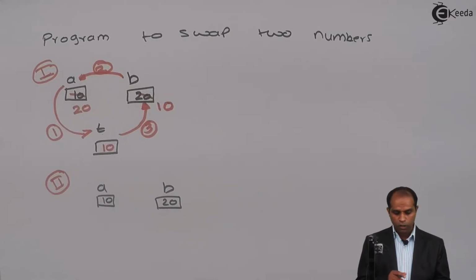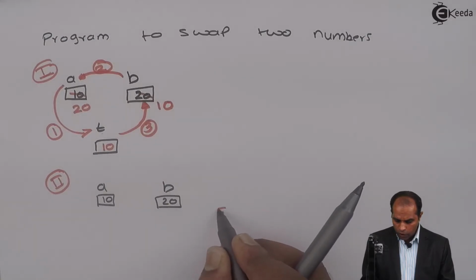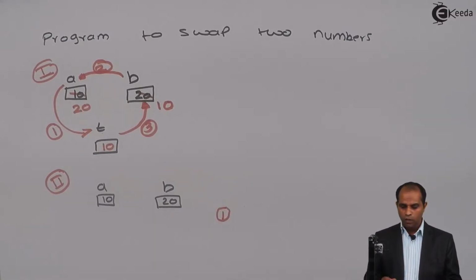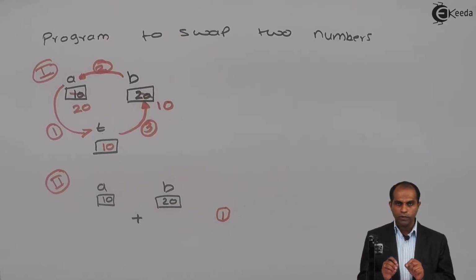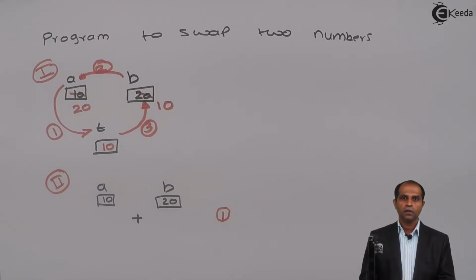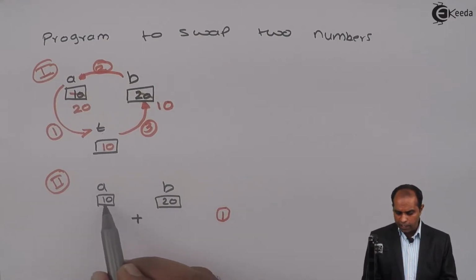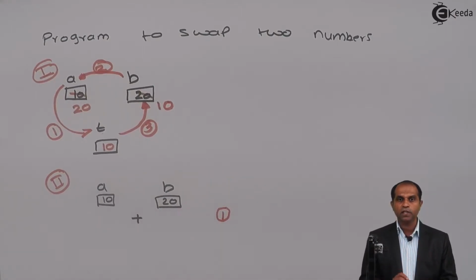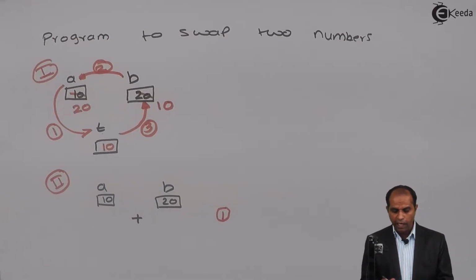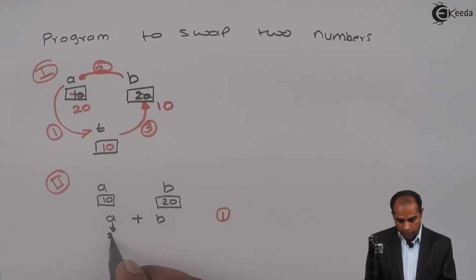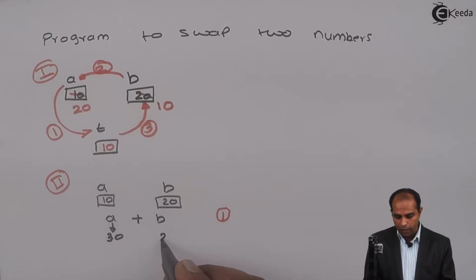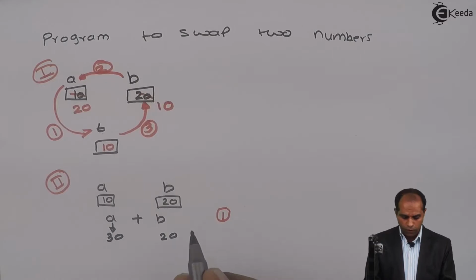Step number 1, or process 1. What you do is, you add A and B. You add A and B and store the result in any one of these two variables of your choice. So when I add A and B, A is 10, B is 20, so 10 plus 20 is 30. So let me select A for this particular operation. So I'll add A with B and store the result into, let's say, A. So after this, your A will become 30 and B will still be 20. This is the first process.